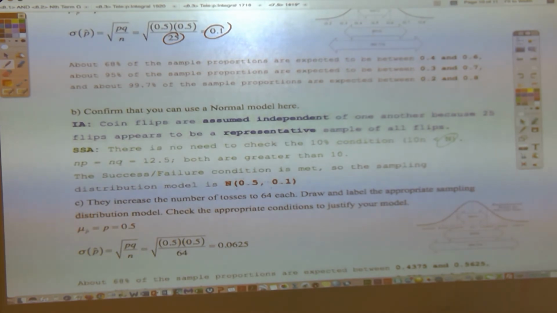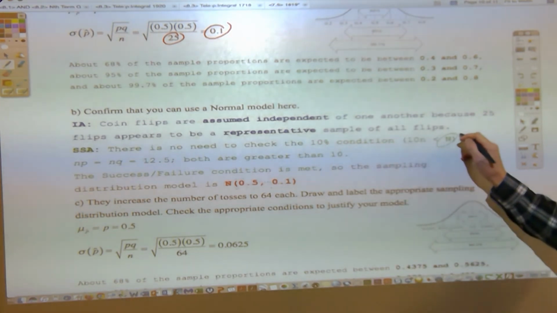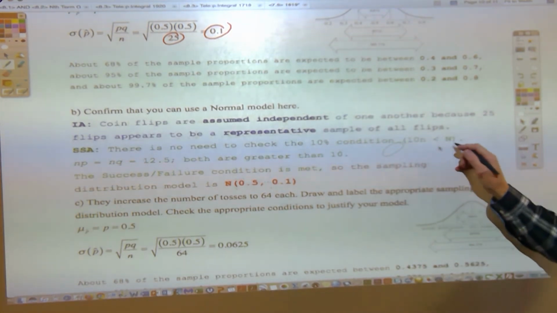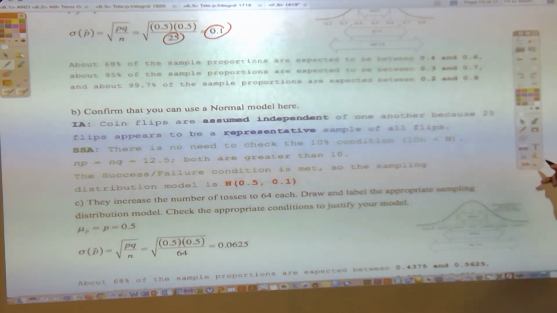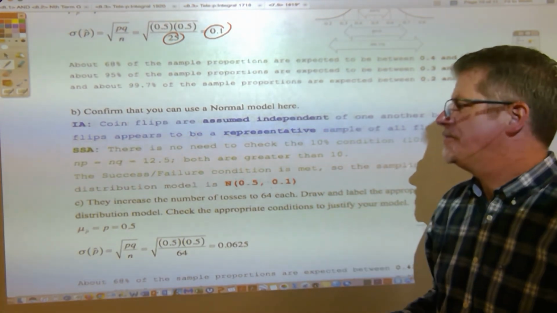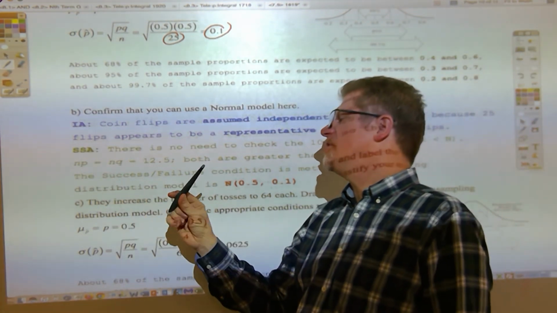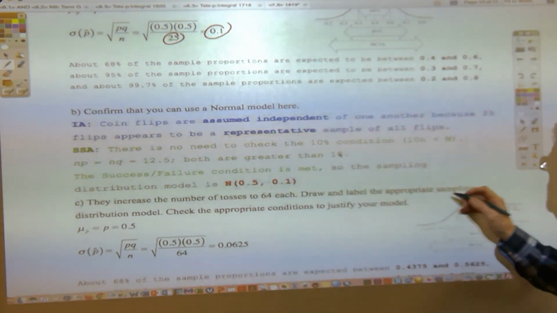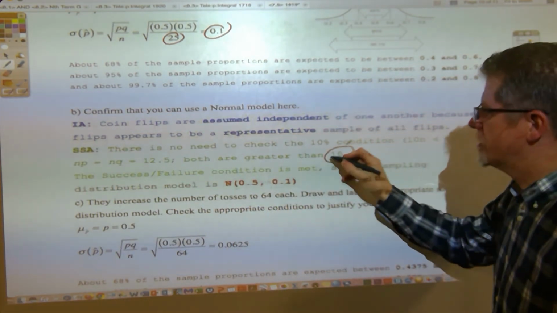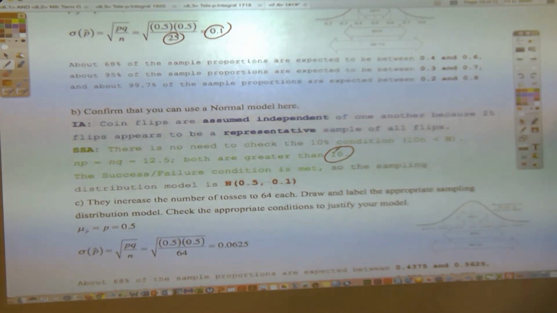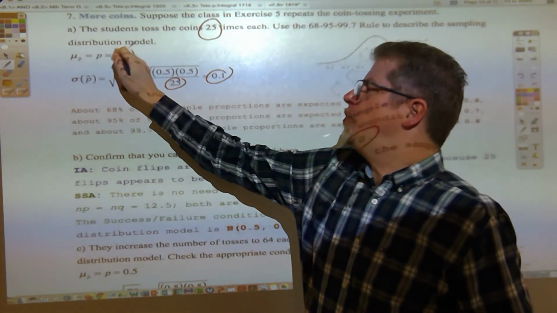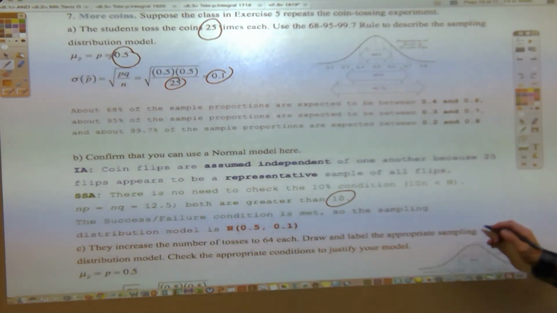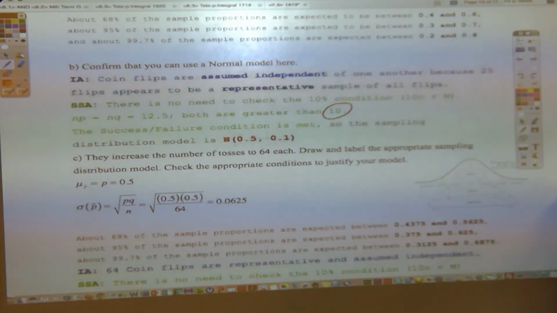Confirm that you can use a normal model here. Well, we have to look at the success-failure condition. There's no need to check the 10% condition because we have an infinite number of possible coin tosses. We have to look at np and nq. np and nq are both 12.5. Oh, finally, greater than 10. So since the success-failure condition is satisfied, we can use a normal model with a mean of 0.5 and a standard deviation of 0.1. Then we can answer questions.